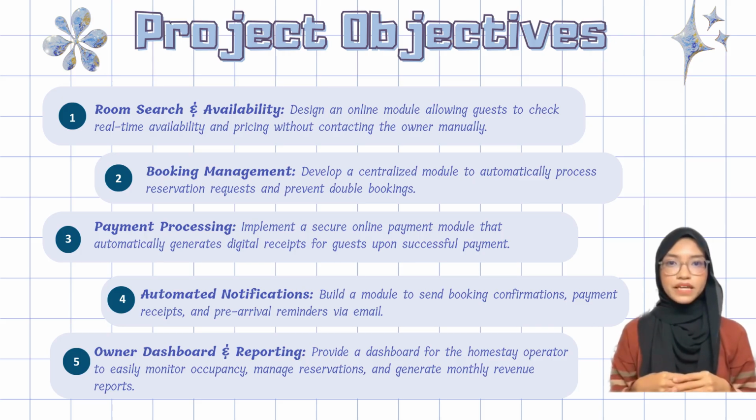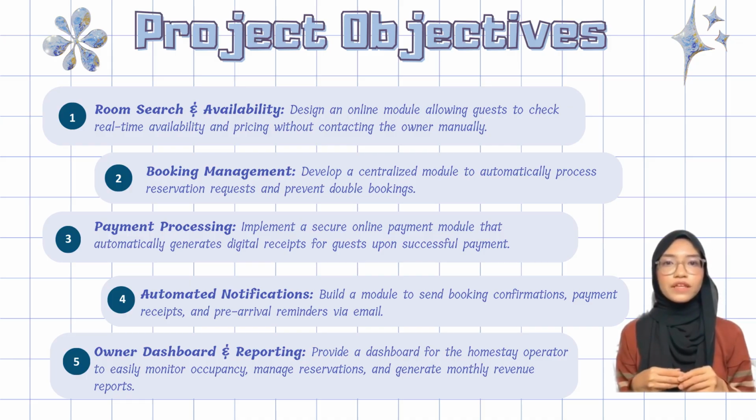Based on the problems identified, we established 5 main objectives for our project. The first objective is to develop a room search and availability module that allows guests to check room availability and pricing in real time without contacting the owner manually. The second objective is to create a booking management module that processes reservation requests automatically and helps prevent double bookings.